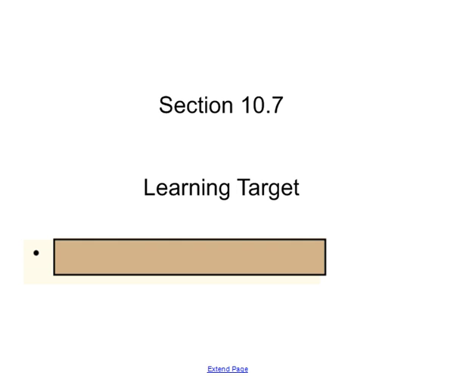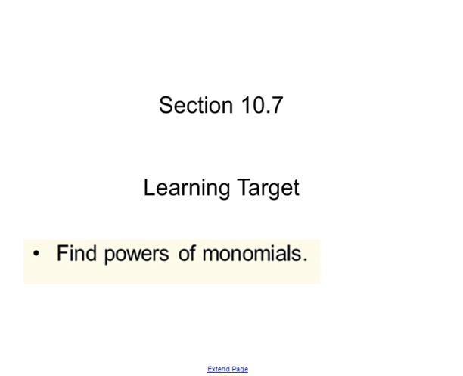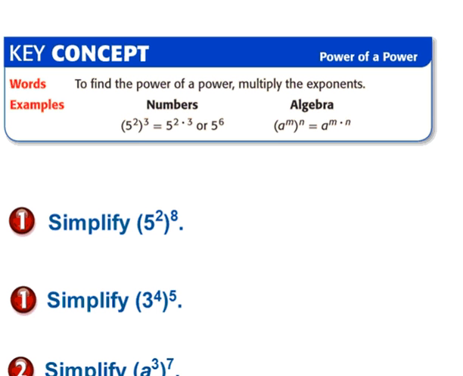We're going to be beginning our review video for section 10.7. So that's chapter 10, section 7. As always, we start with the learning target, and the learning target today is to find the powers of monomials. Let's jump right in here and look at this.